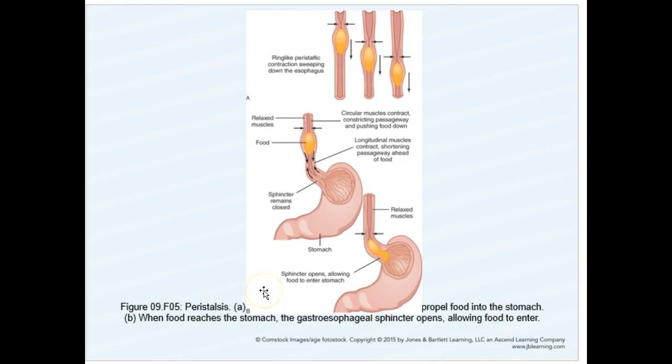As food moves down, peristalsis continues it to go in one direction, and you also have circular muscles which help to churn and move the food forward as well. And that process of moving food along is peristalsis.